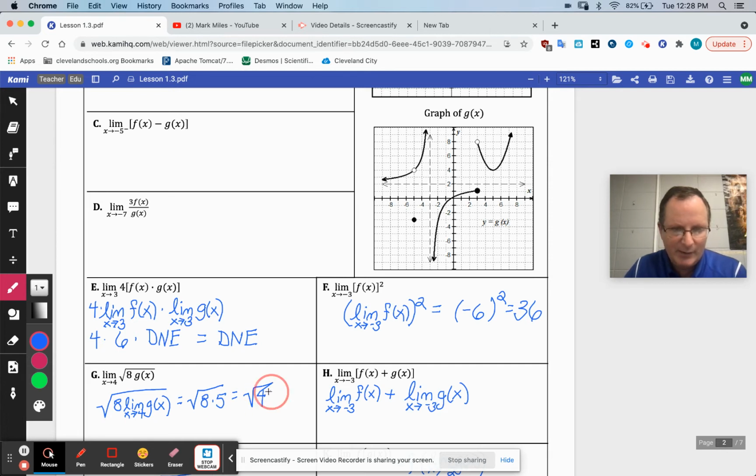And they really don't care if you simplify square roots or not. I'll go ahead and do it. That's going to be 2 times the square root of 10. But you can leave it as the square root of 40 or whatever that is.